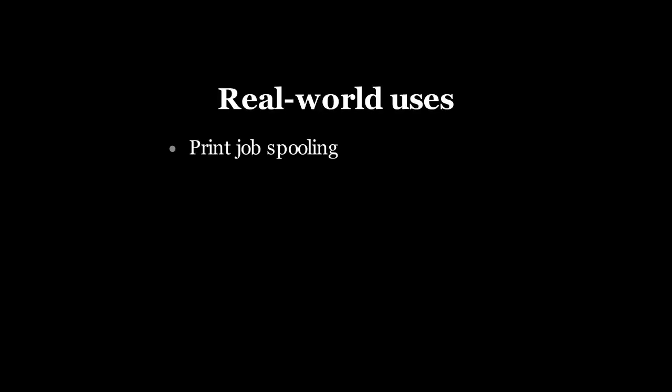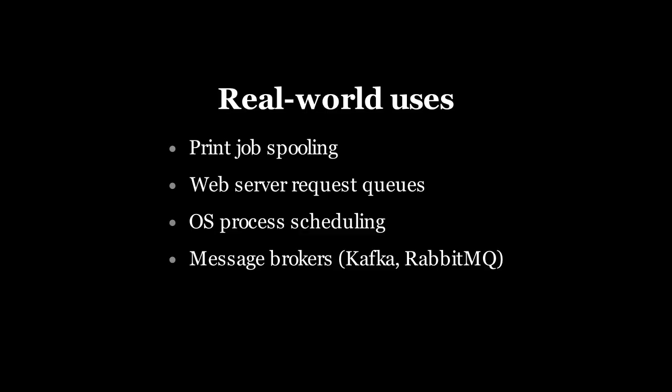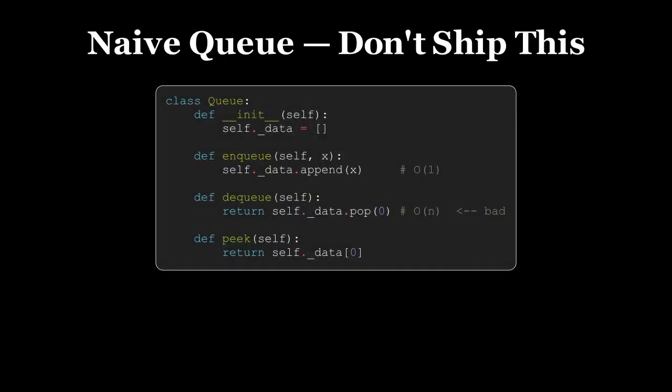Queues are how systems handle things that can't all happen at once. Print jobs queue up at a shared printer. Web servers queue incoming requests when the workers are busy. Operating systems queue processes for the CPU. Message brokers like Kafka and RabbitMQ are basically distributed queues at scale. And breadth-first search through a graph or tree is just a queue pretending to be an algorithm, the mirror of stacks and DFS.